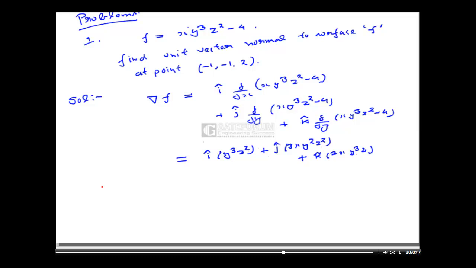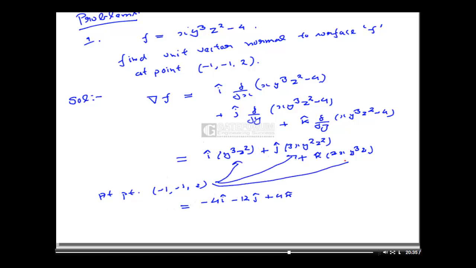Okay, so this is the gradient of f at the point (-1, -1, 2). We have to substitute x, y, z with these points. So I will get a vector equal to -4i - 12j + 4k. Substituting this point here, I'll get this vector. This is not a unit normal vector. For finding the normal vector, again I have to divide this by its magnitude.